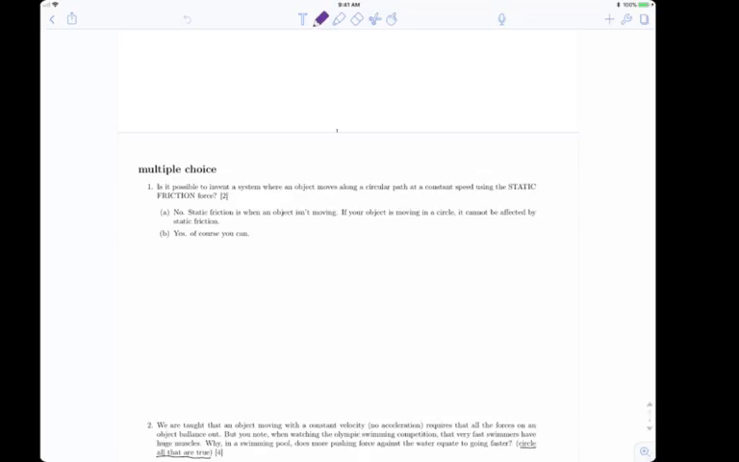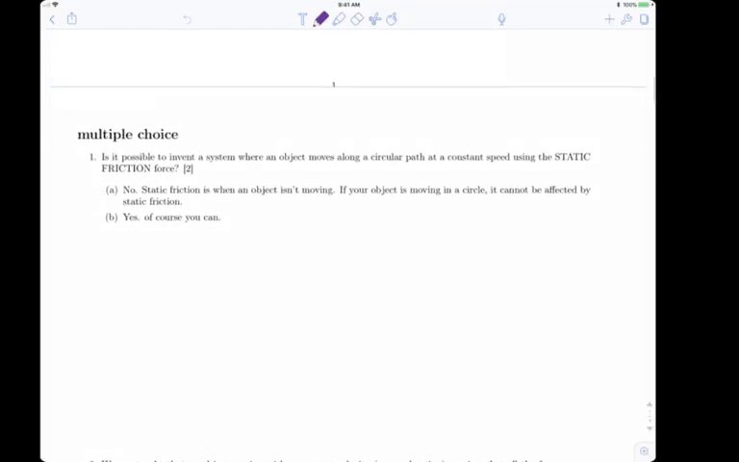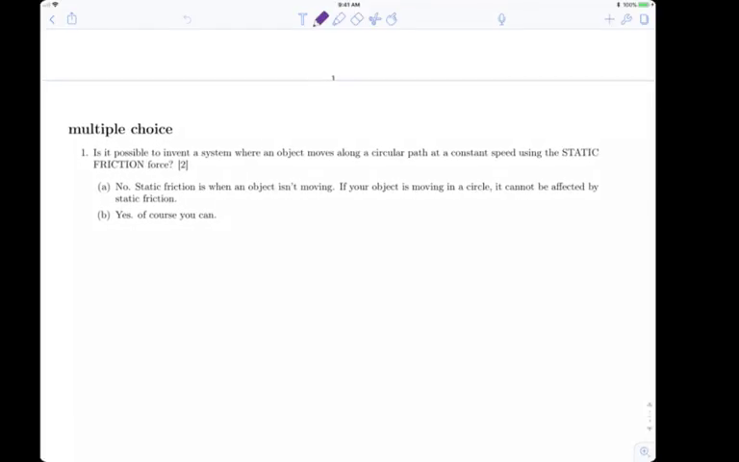Okay, so let's go. Is it possible to invent a system, this is multiple choice, where the object moves along a circular path at a constant speed using the static friction force? Yes, of course you can. We just saw one, that disk question from the other test. It's definitely like that. It might get kind of dicey in some circumstances, but you can pretty much use any force to cause something to go in a circle.